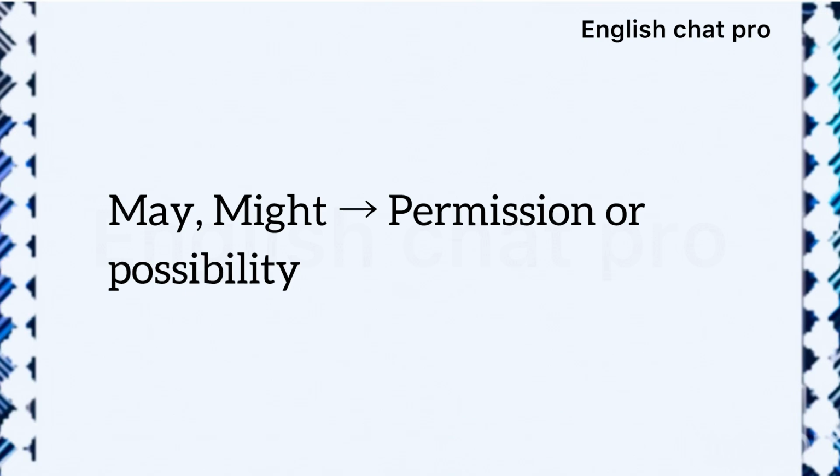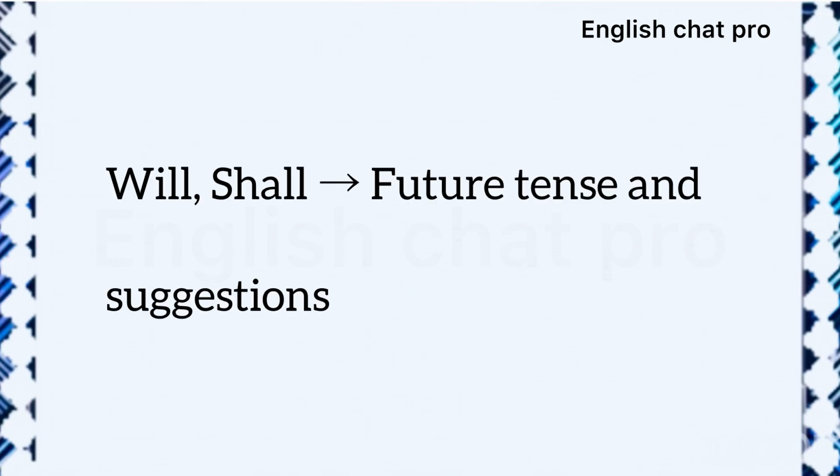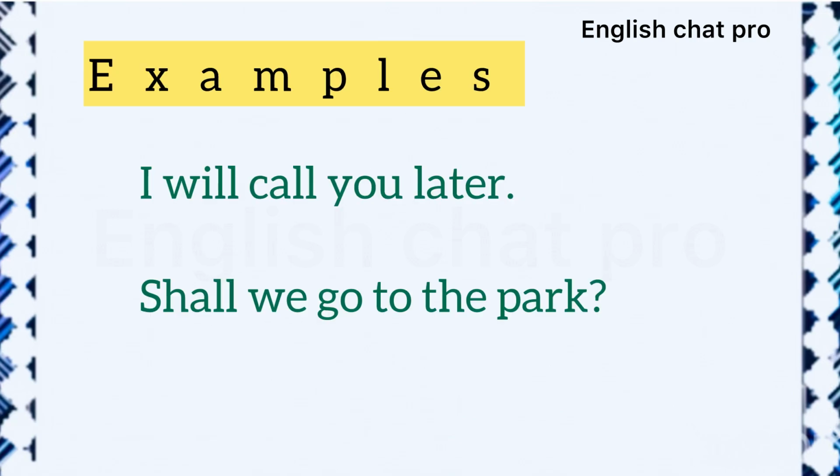May, might: permission or possibility. May I come in? It might rain tomorrow. Will, shall: future tense and suggestions. I will call you later. Shall we go to the park?